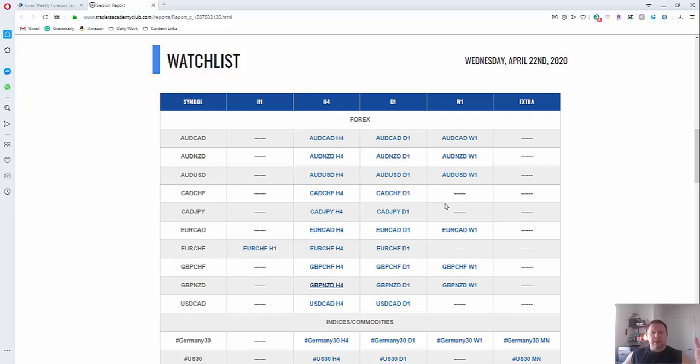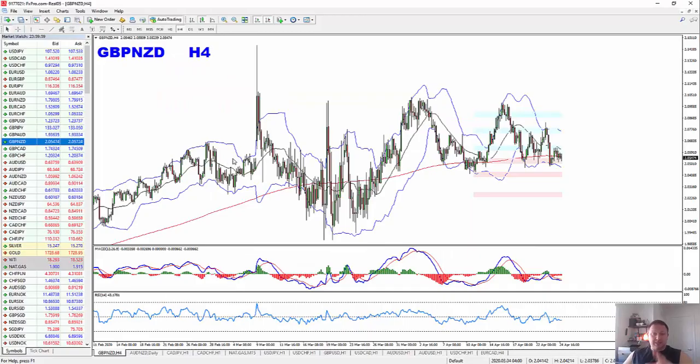Why? Because I believe that the instruments that are synchronized on multiple time frames have better chances to deliver us better trading opportunities. The moment the synchronization is lost, this is an instrument I don't want to be involved with. Like I showed you before, right? The Euro Pound, the EURCAD, for example.